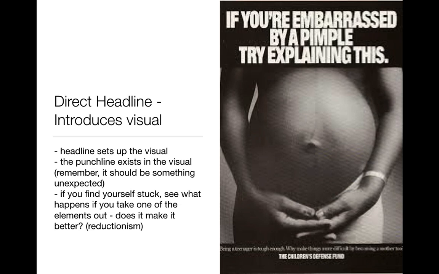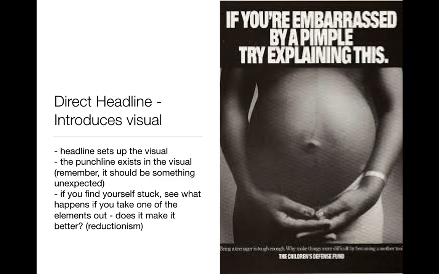Now, here's an example of a direct headline where it introduces the visual. The headline is setting up the visual in this case. Rather than ask a question, it says, if you're embarrassed by a pimple, try explaining this. Now think about it. If we were to put any other image in there, it completely changes the meaning. This can quickly go from a pregnancy awareness ad for teen pregnancy to a drug ad by putting something else of someone dying of a drug overdose.